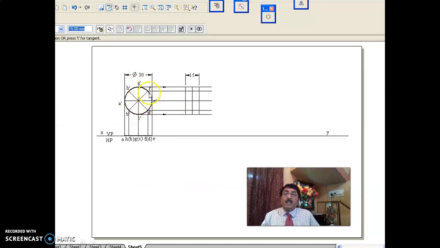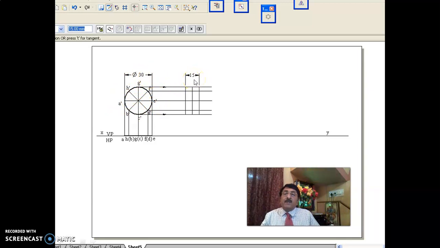A, B, C, D, E, F, G, H, all dashes, because it is the front view, diameter 30. And in the top view, take the projectors. When you're looking from the top, A is this, H can be seen, B cannot be seen, H bracket B; G can be seen, C cannot be seen, G bracket C; F can be seen, D cannot be seen, F bracket D; and E. They say this lamina is inclined to VP at a certain angle such that this circle will look like an ellipse with major axis 30 and minor axis 15.